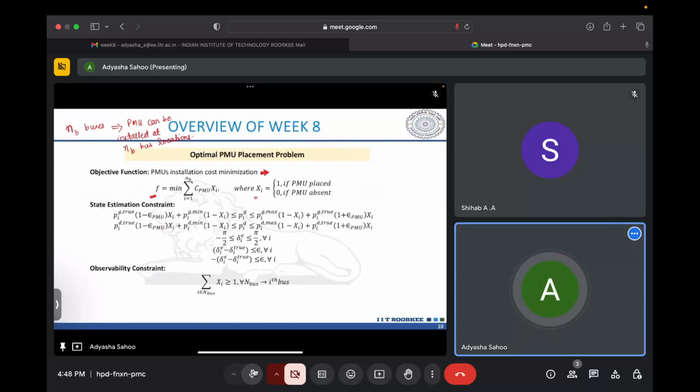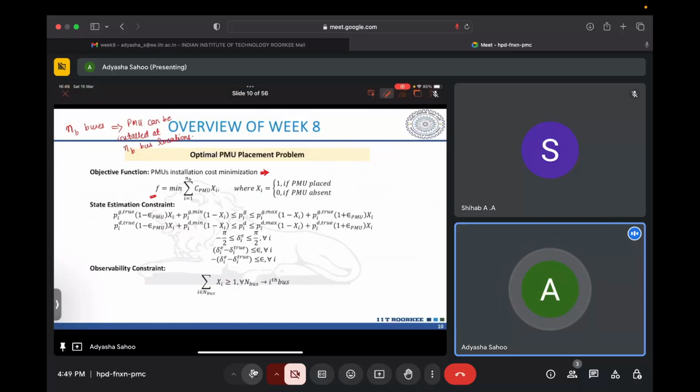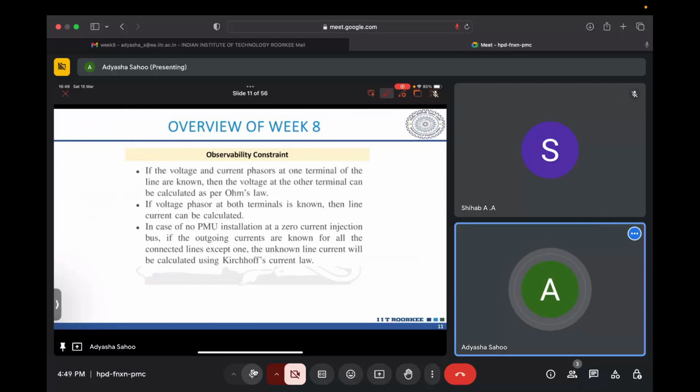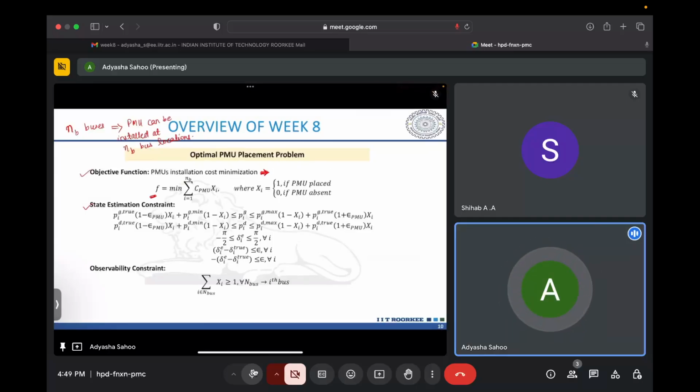Okay. So here we were trying to minimize the cost of installation of this PMU. That is your objective function. Now we are basically considering the state estimation constraints. So here you see this constraint. Let's say we'll look at this first constraint. So we will break it down.